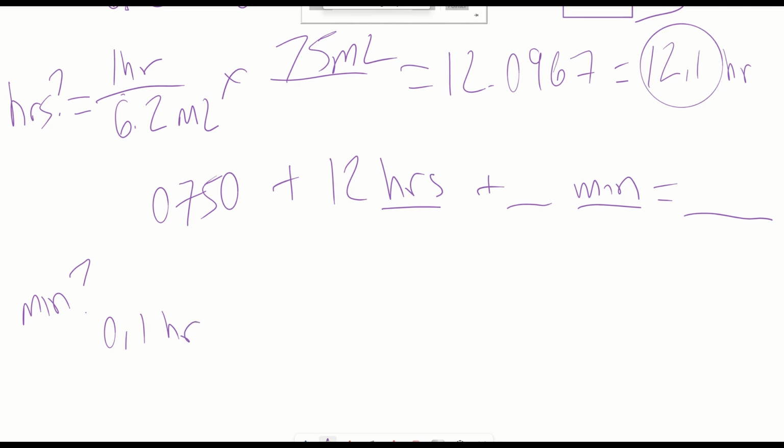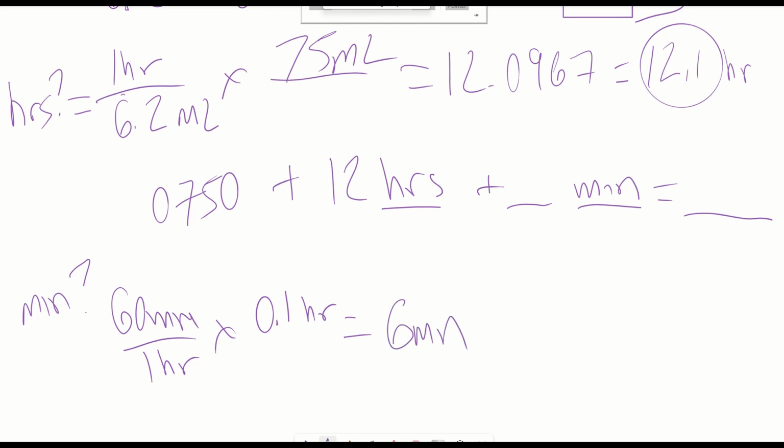So 0.1 hours over, really I want to solve for minutes. So if I'm going to do this methodically, I would just be solving for minutes. There's 60 minutes in 1 hour, and I have 0.1 hours, right? So 0.1 times 60 is 6 minutes, right? So I'm adding 12 hours and 6 minutes to my problem.